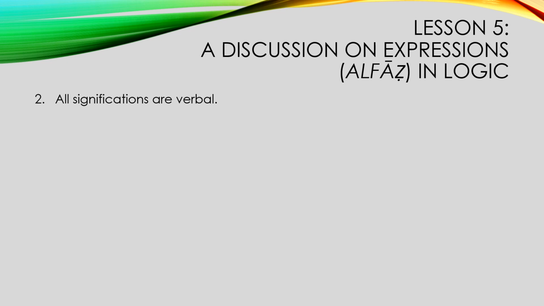Number 2, all significations are verbal. A, true. B, false. The answer is B, false, which means not all significations are verbal.